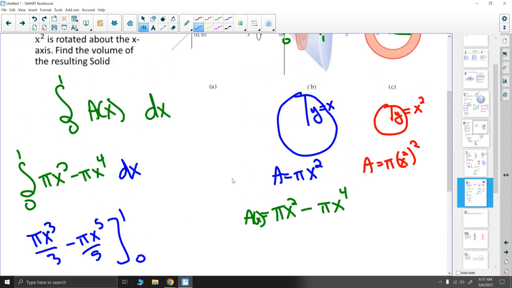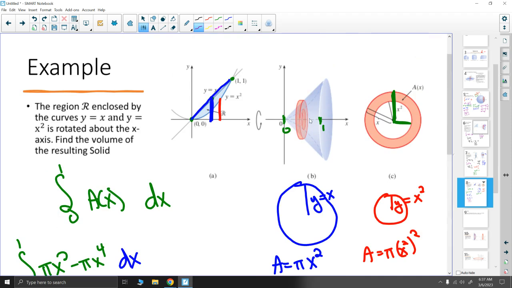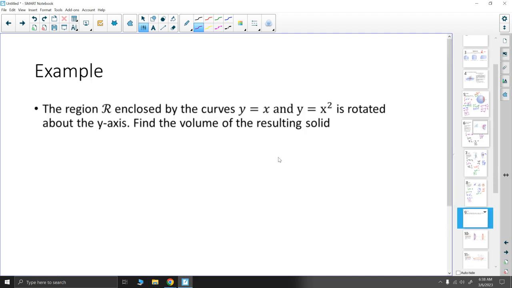All right, so that is our volume. Okay, so again, same idea. We find the face. In this case, our face is just a more complicated shape. It's just a washer instead of a circle. But a washer is made up of two circles subtracting each other. All right, let's do another one.